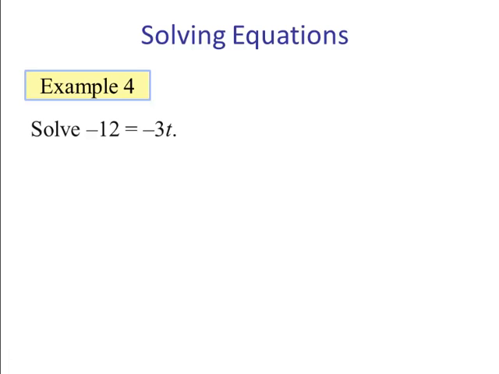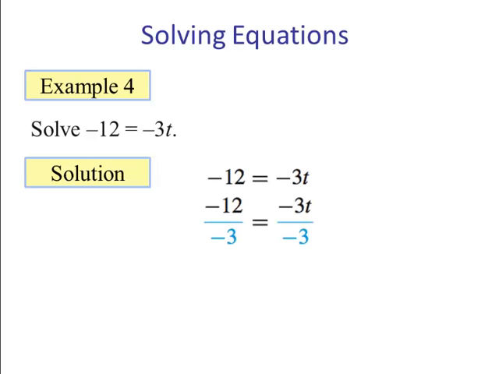Example number 4, we have -12 equals 3t. The variable is on the right hand side. We need to get rid of the 3. Since the 3 is multiplying, we do the opposite, which is to divide. We do it to both sides of the equation. -12 divided by 3 is -4. So we have -4 equals t. The variable is isolated and the solution is -4.